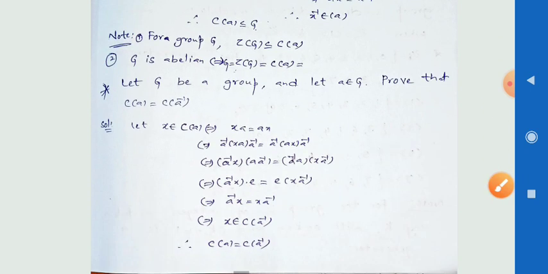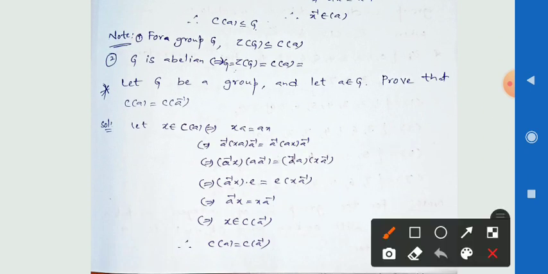Now another problem. Let G be a group and let a belong to G. Prove that C of A is equal to C of A inverse. Here C of A is the centralizer of A in G, which is a subgroup of G. We have to show that the centralizer of A is equal to the centralizer of A inverse, meaning the values of C of A must be equal to C of A inverse.